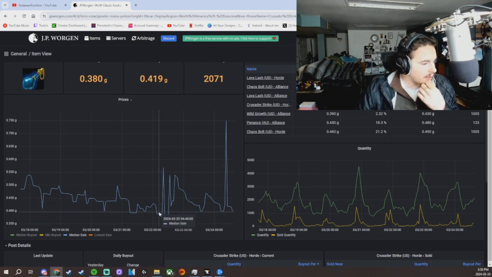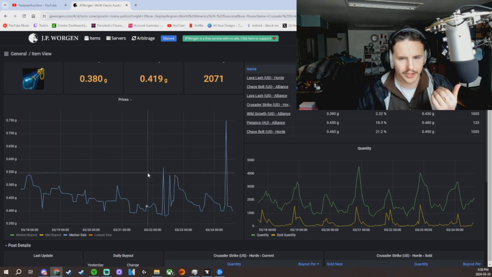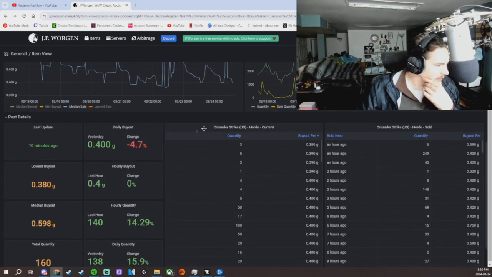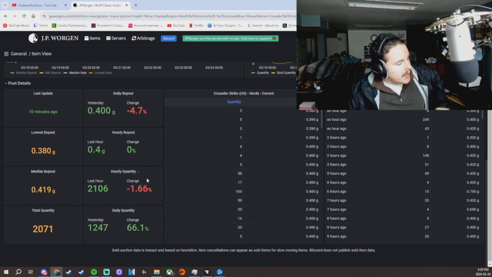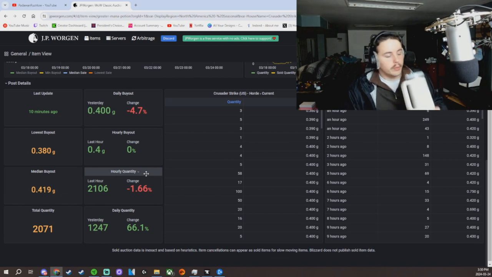You could have made, what was it here? What was the price? 40 silver to 56 silver. So per mana pot, you're making 16 silver profit, which is crazy. That's really good profit. And you can get into your hourly quantities and daily quantities, which some of these statistics matter for the consumables.